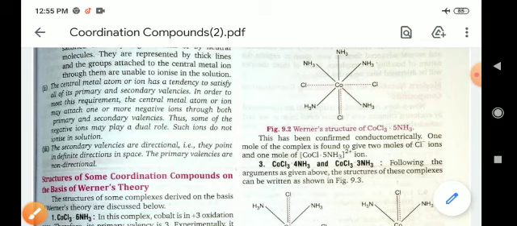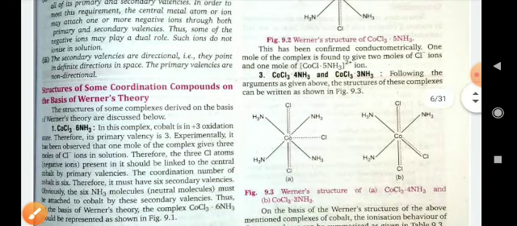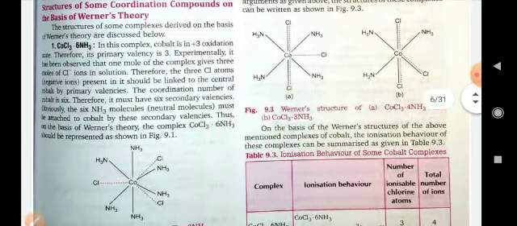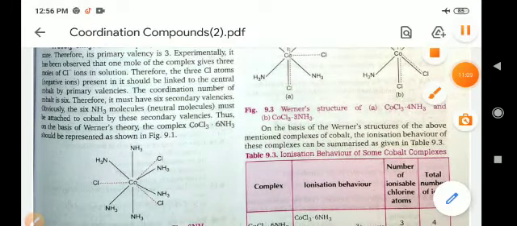Now, on the basis of Werner's coordination theory, some examples are given. We will discuss them in the next video.